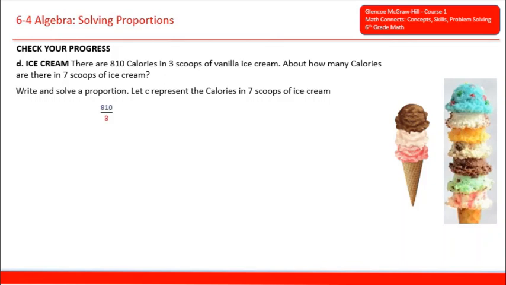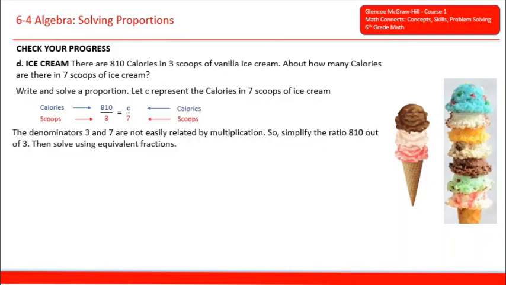So we have 810 calories in 3 scoops of ice cream equals C calories in 7 scoops of ice cream. So 810 and an unknown number of calories and 7. The denominators 3 and 7 are not easily related by multiplication. So all that means is we can't multiply 3 times a whole number to get 7. So simplify the ratio 810 out of 3, then solve using equivalent fractions.